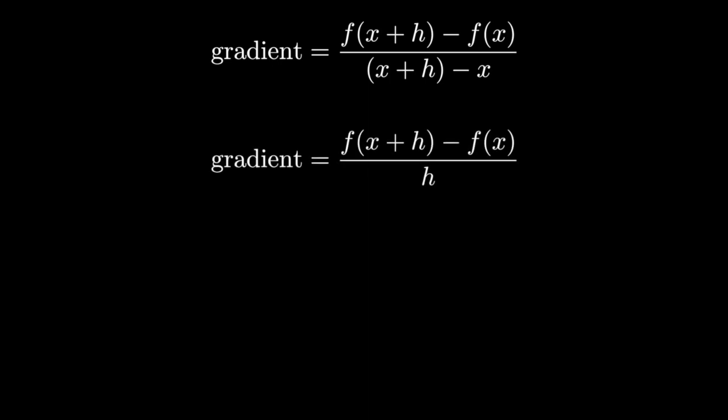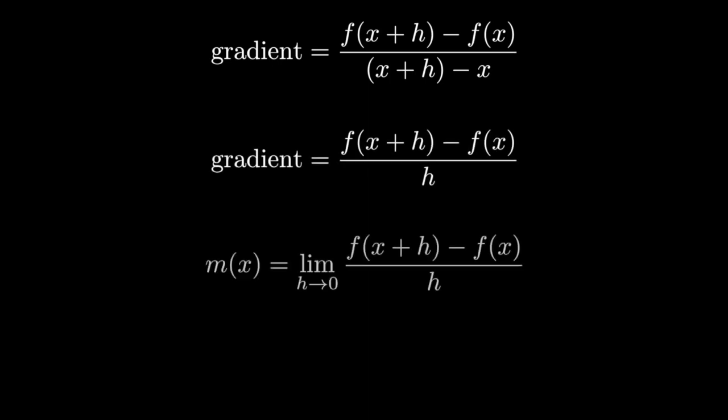We saw that as h was approaching 0, we were getting closer and closer to the actual value for the gradient at that point. So we can say that the limit of the gradient as h approaches 0 is equal to the actual gradient of the graph at that point.